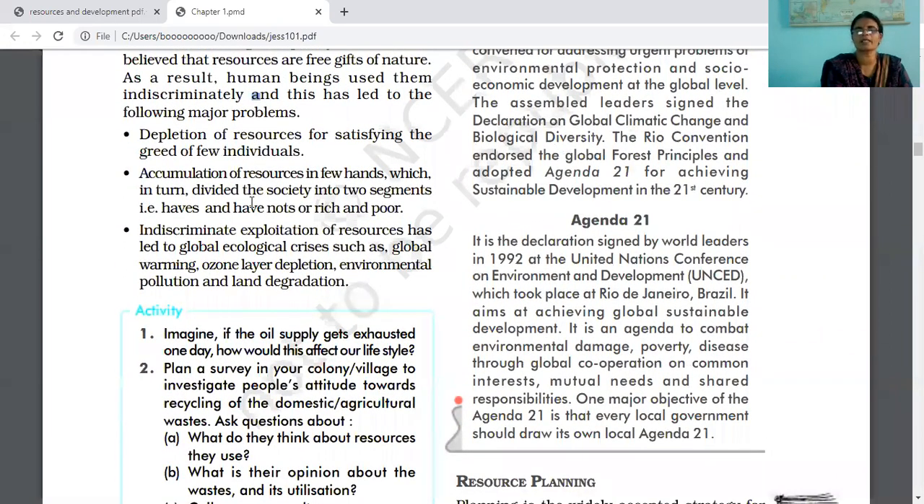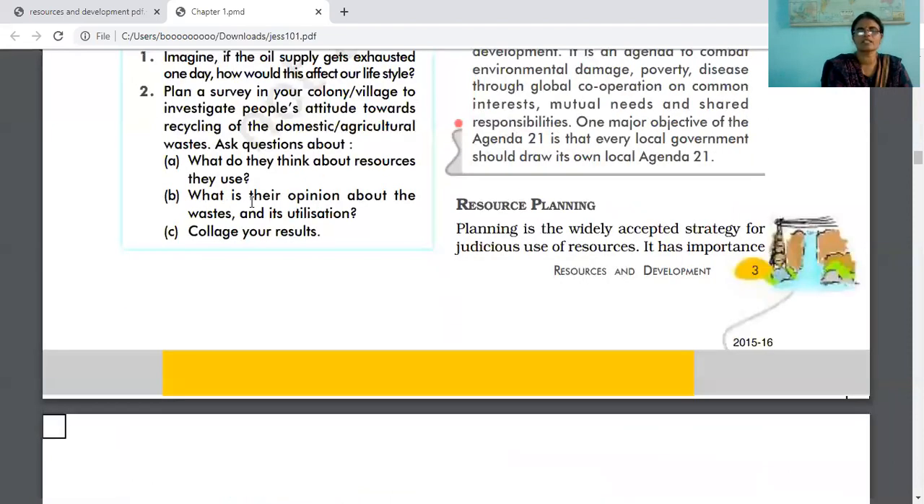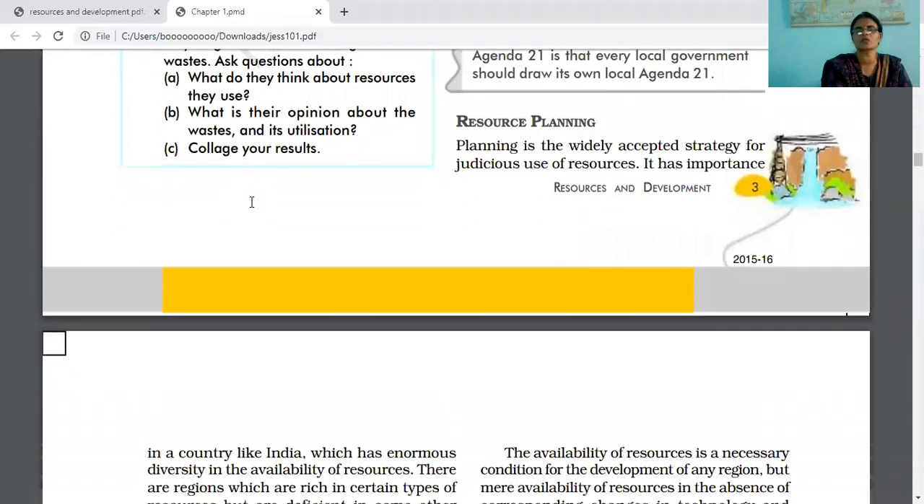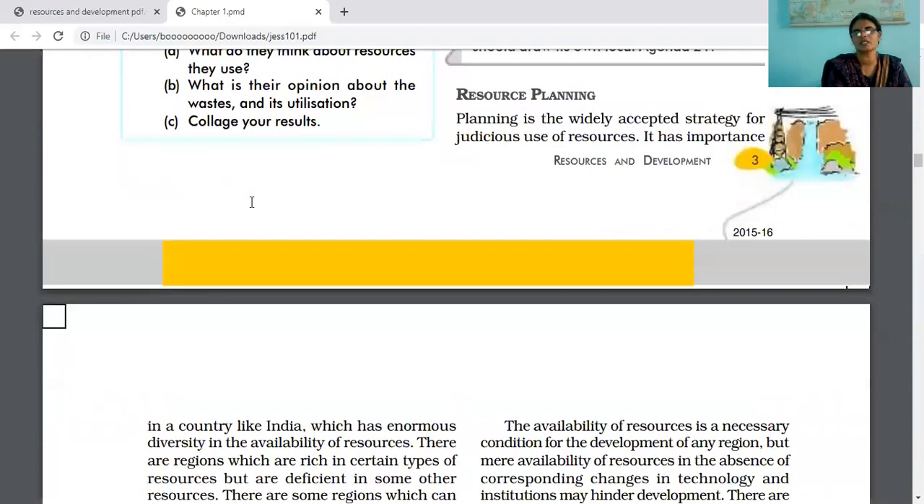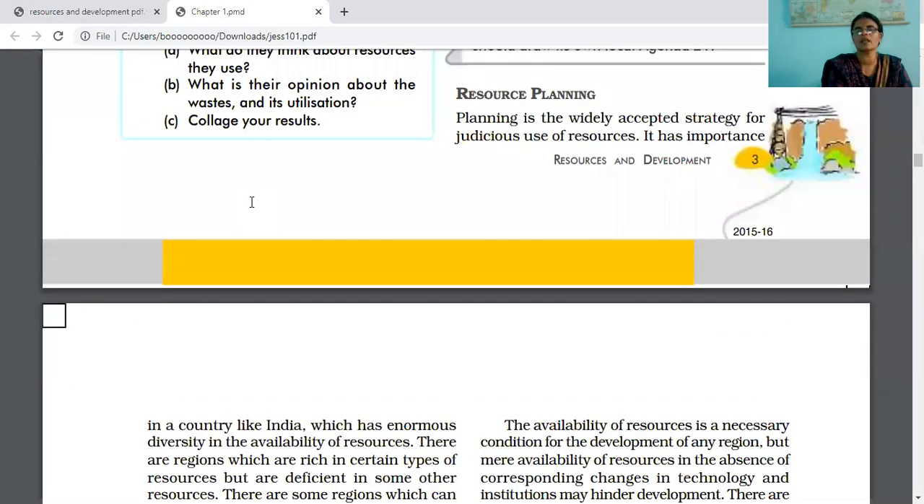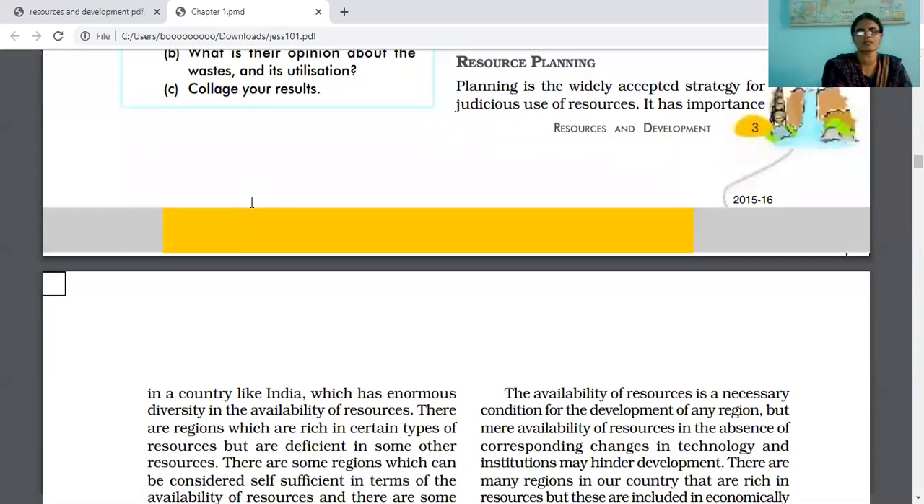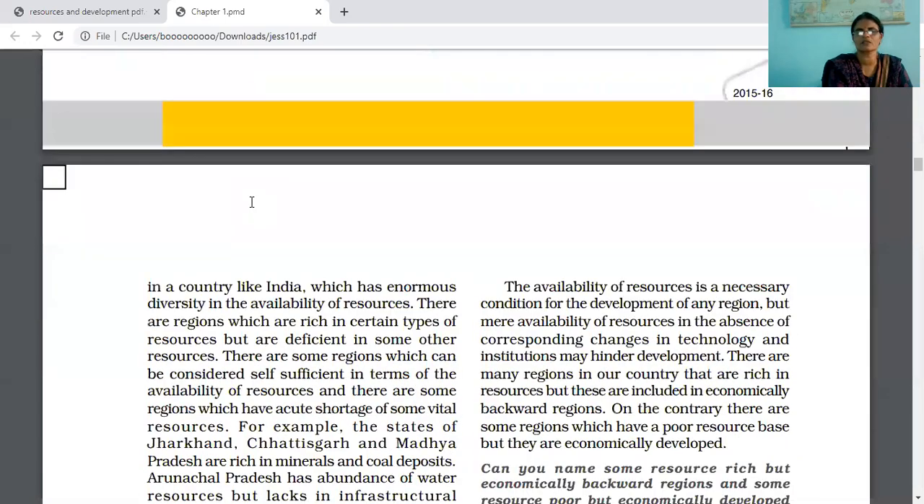Next, resource planning. Resource planning is a wide term, that is, it is a skill or technology to use resources judiciously. Resource planning means a skill or technology or technique for the wise and judicious use of resources. Explain all these things. Okay.